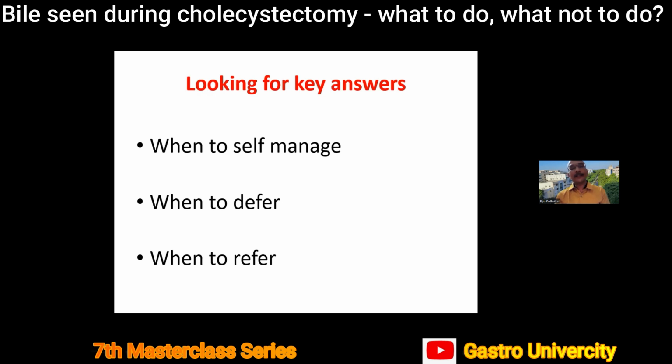And ultimately, in summary, we are looking for key answers when you have a bile leak on table: when to self-manage, when to defer doing anything, and when to refer. These are the three key points I want to emphasize: at the end of seeing a bile leak, you decide on at least one of these three, preferably the third one, and that will be a good idea to manage bile duct injuries. Thank you very much for the kind attention.